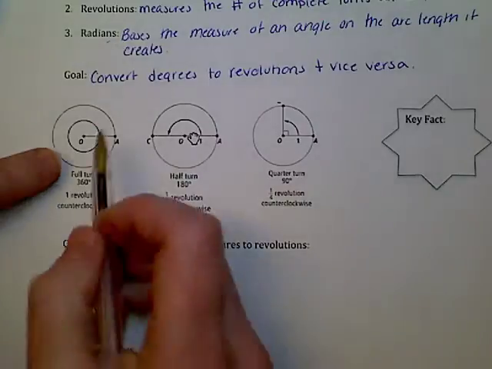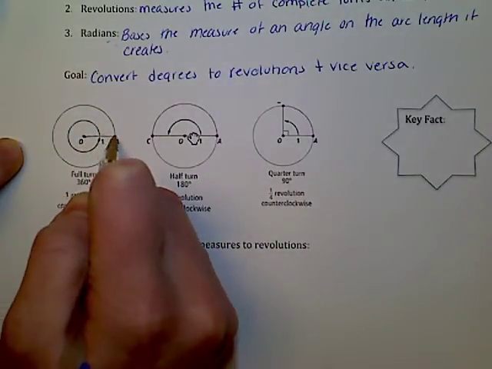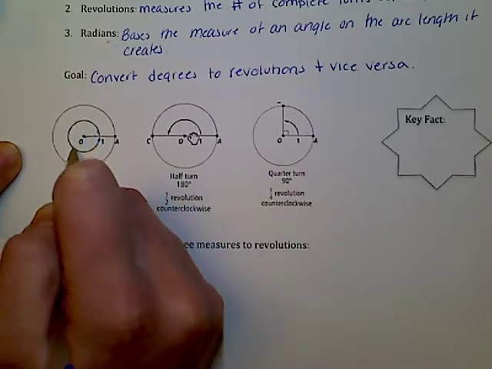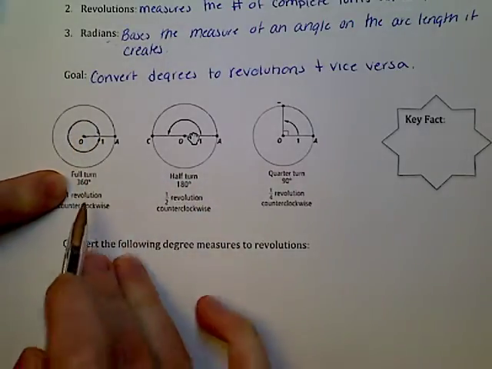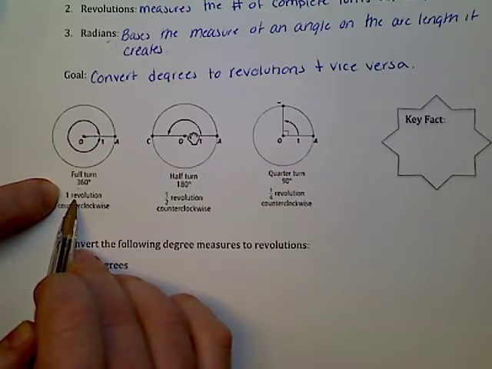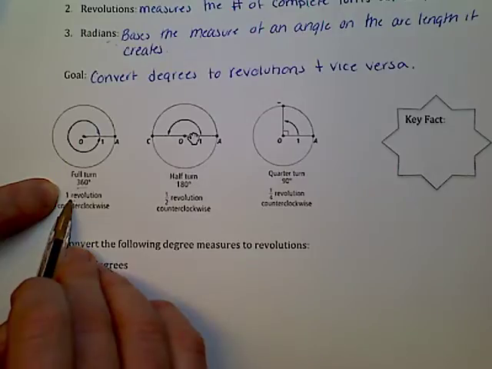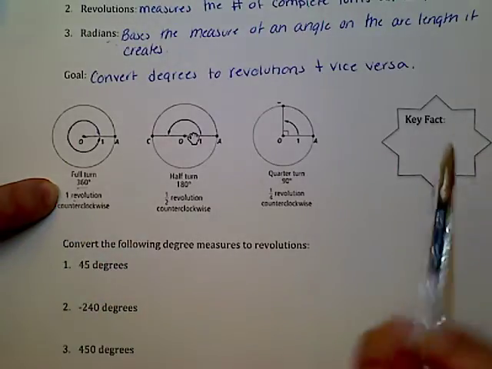So I have a little angle here. This drawing is trying to show you that you start here and we go all the way around, full circle. Well, we know that that's 360 degrees, but we just made one revolution. So an angle measure of 360 degrees, that's the same as one revolution. That's going to be important in a second.